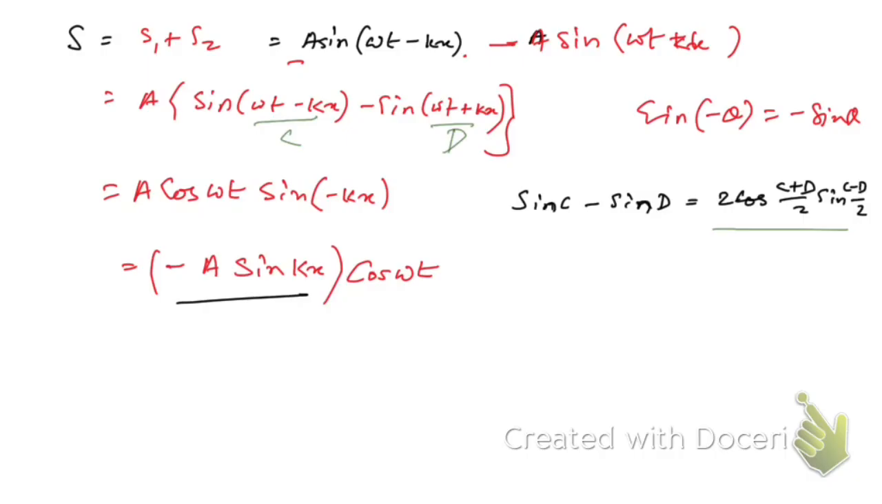Okay, so hope you have understood this. So this is the amplitude of the resultant wave. Hope you have understood this. Now you see, let me use this result, let me copy this and let me take a new slide again. So here is the last step that we have got.